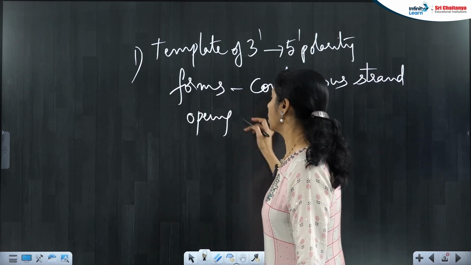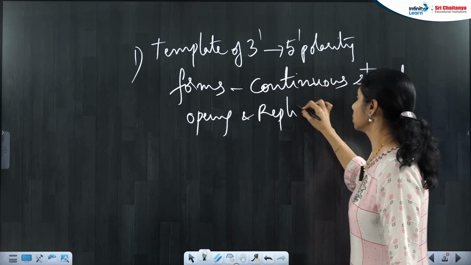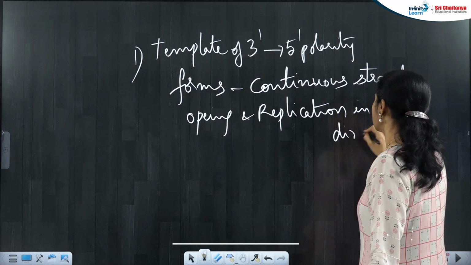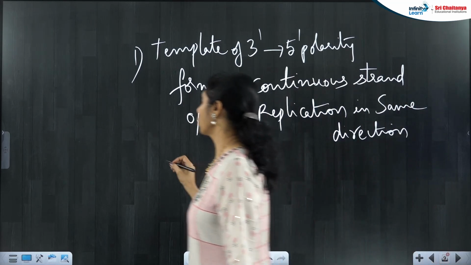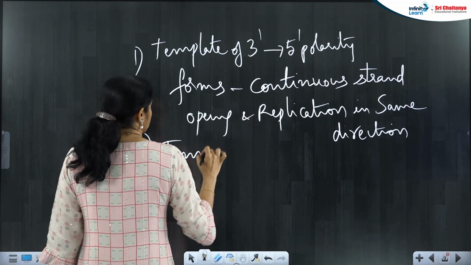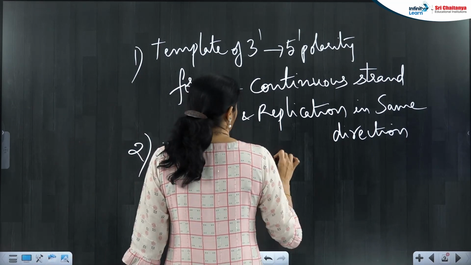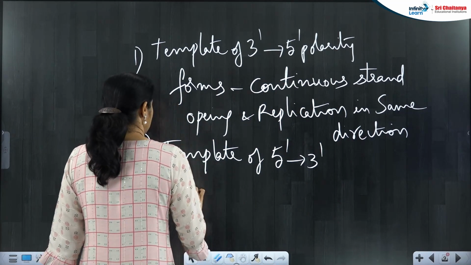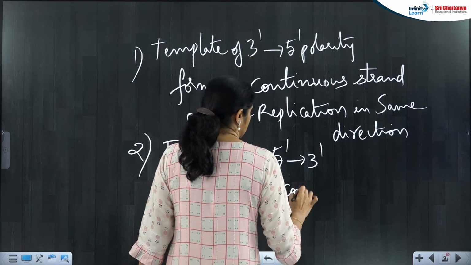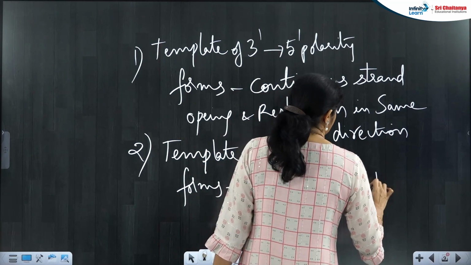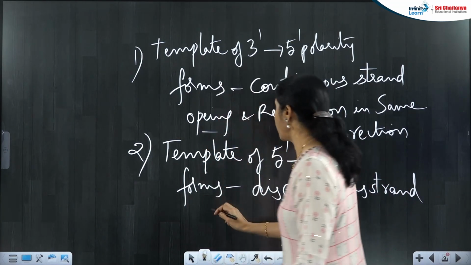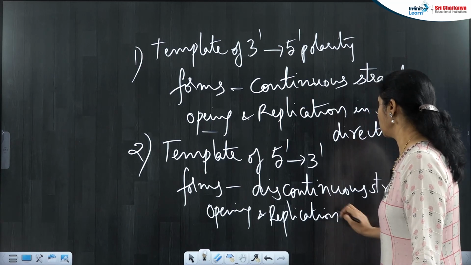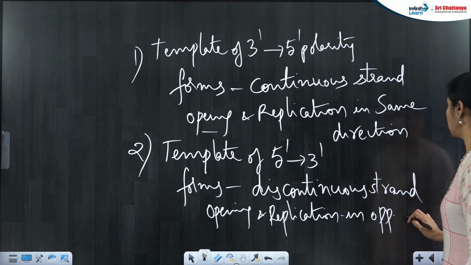Opening and replication in the same direction. But the template of 5' to 3' polarity will form discontinuous strand, because opening and replication are happening in the reverse direction, in opposite direction.